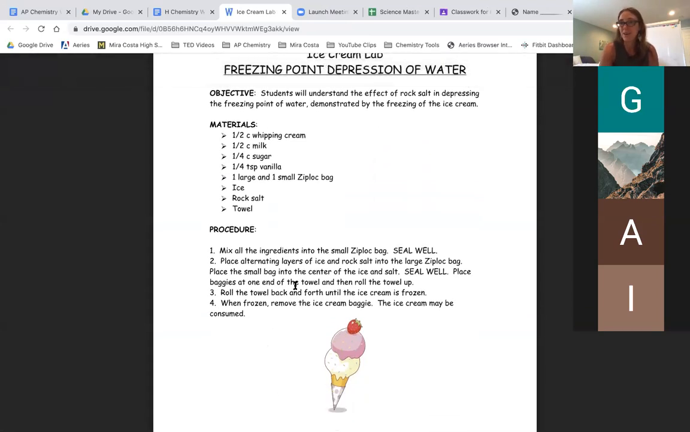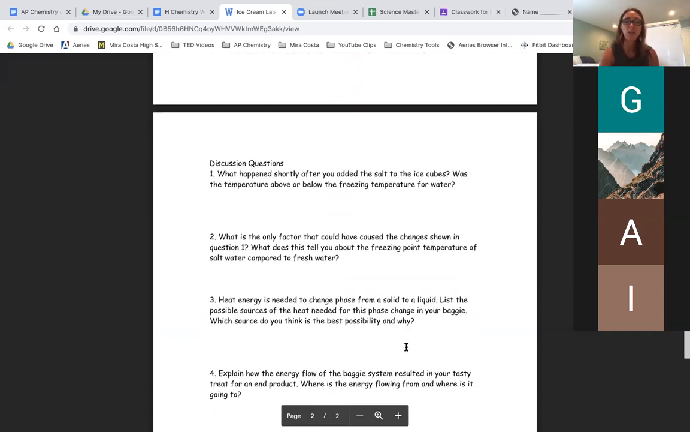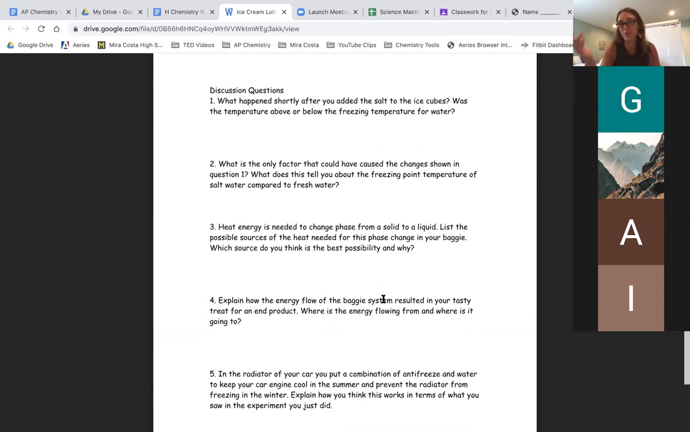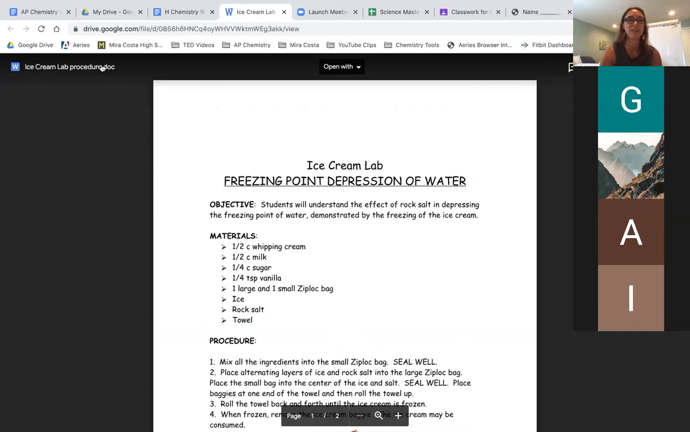It's kind of fun to make ice cream. It's a good weekend activity. If you have younger siblings, that's a really fun thing to do too. And then there's some discussion questions here. You do not have to do these discussion questions, but if you want to think about the science behind ice cream making, you can do that, okay?